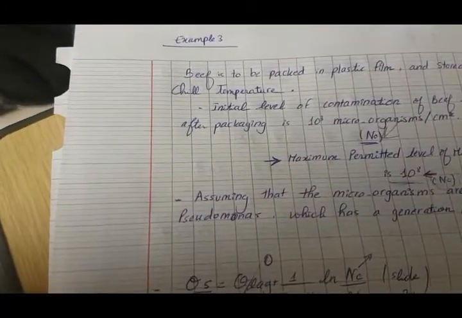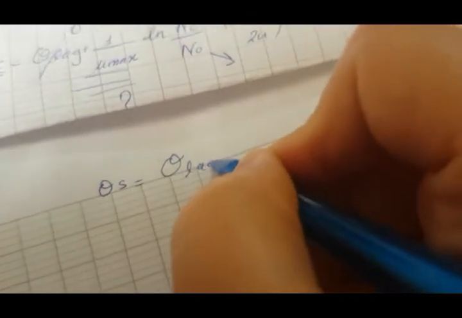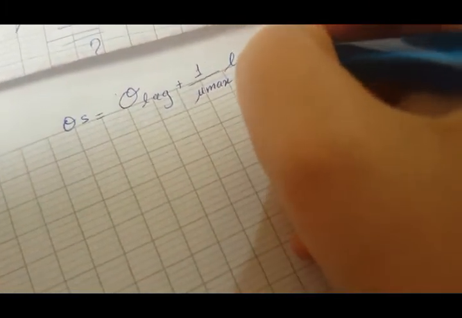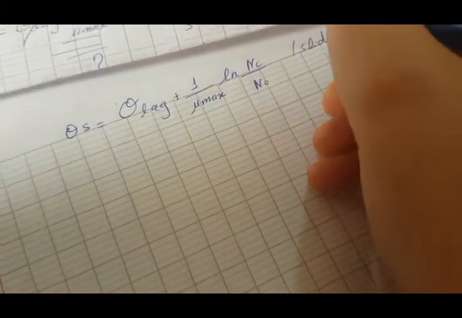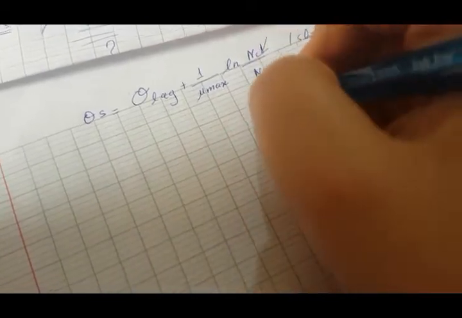I'm gonna calculate the time, and I have the Nc. The equation that comes up to my mind is theta s equals theta lag plus 1 over u maximum ln Nc over N0, which is slide 24. I've got the N0, I've got the Nc. Theta lag, they are telling us to assume that it is 0. I have to calculate the theta s.